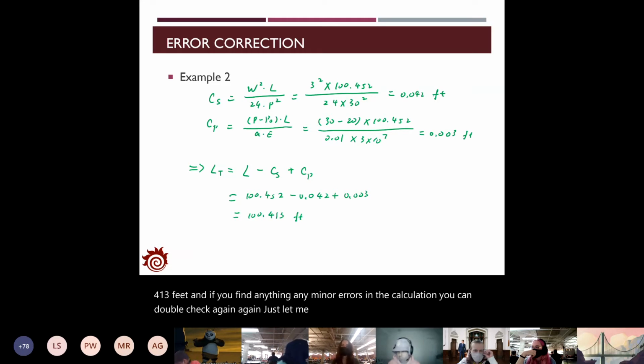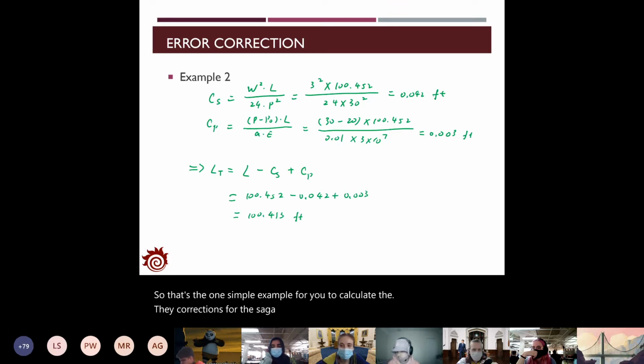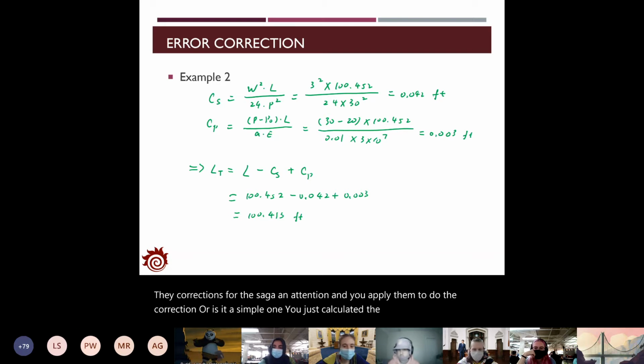I may get some errors to find out the exact value. So that's the one simple example for you to calculate the corrections for the sag and the tension, and then you apply them to do the correction. It's a simple one. You just calculate the corrections based on the formulas from the lecture.